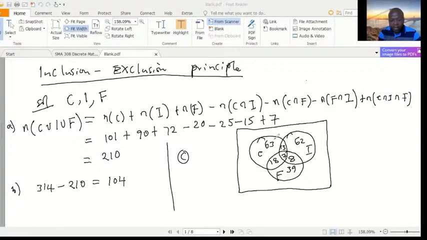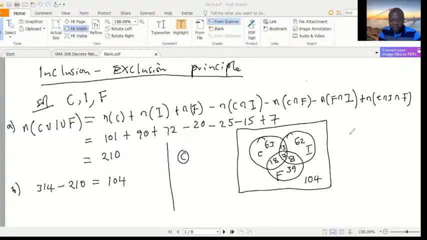Now, these are the customers who took loans: 63 plus 62 plus 13 plus 7 plus 18 plus 8 plus 39. When we add this and subtract from 314, we get those who did not take loans. And we can write them here: 104. These are the customers who did not take loans.